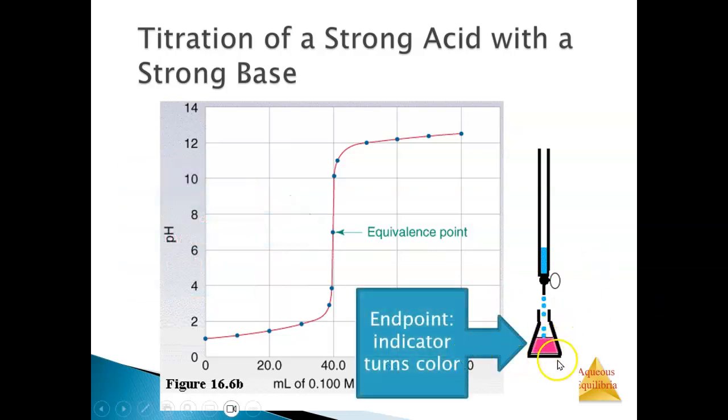And remember, at the end point, I will be looking for that indicator to change color. Oftentimes with a strong acid and strong base, we use phenolphthalein. Phenolphthalein turns pink at a pH around 8. So you can see that is very slightly past the pH of the equivalence point. So we know that we've reached equivalence. And that tiny little bit past, you can see, is really maybe a drop or two to get from a pH of 7 to a pH of 8, which maybe means we're off by 0.05 or maybe 0.1 at the most on our volume.